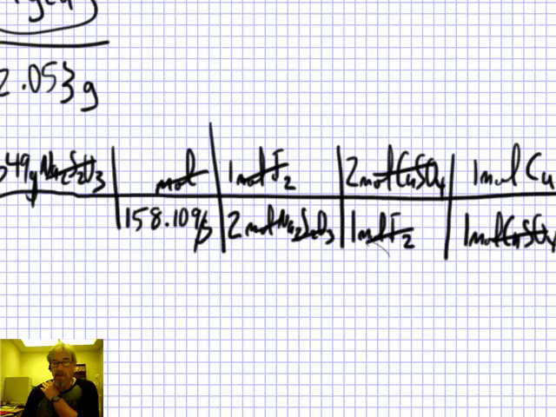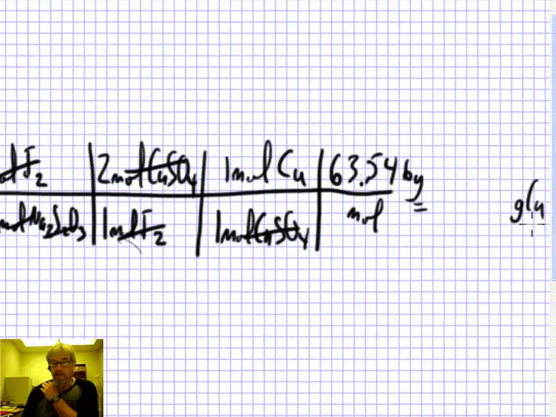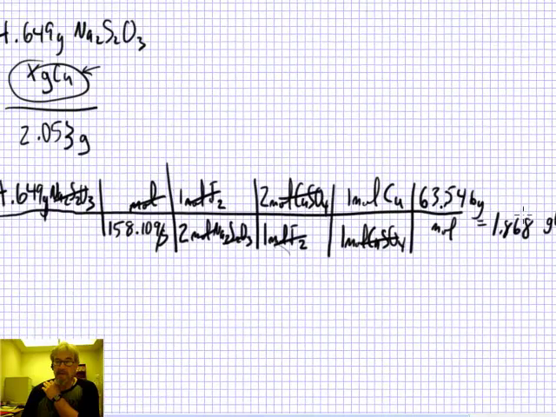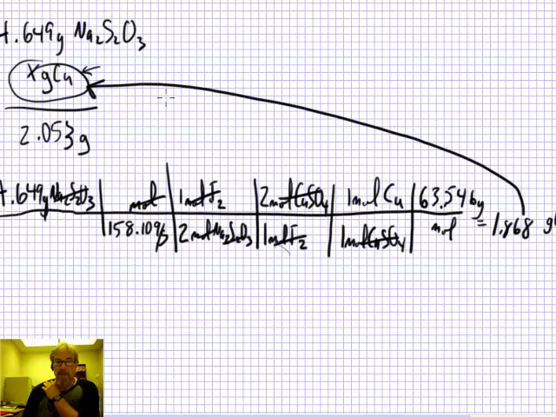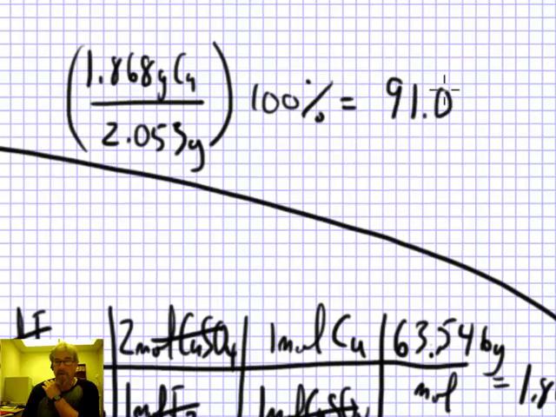I want grams of copper, however, so I'll multiply by copper's molar mass, which is 63.546 grams per mole, and this will give me how many grams of copper. I should have 4 significant figures, and it works out to 1.868 grams. So then the last thing I have to do is plug that into my original starting equation here and find out the percentage. So it's 1.868 grams of copper divided by the total mass of 2.053 grams. And then I want to express this as a percent, so I multiply by 100. I should have 4 sig figs still, and it's 91.01% copper.